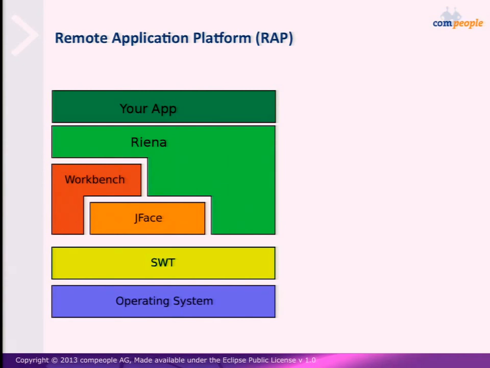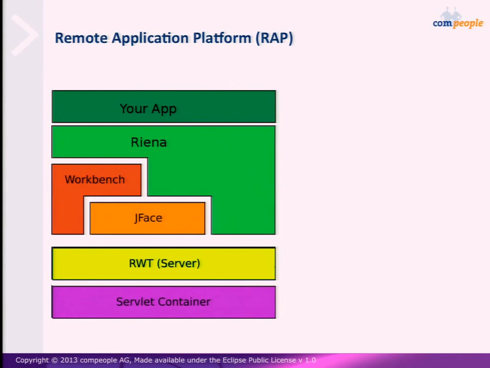So that's the technology stack that you get when you run Riena in RCP. On the top, there is your application code, the code that you write that is programming against Riena APIs. Riena uses under the hood JFace, Workbench, and all this stuff. The application also uses a little bit of SWT to lay out your views. And on the bottom is the operating system, of course. SWT goes directly against Windows widgets, for example, or Mac widgets.